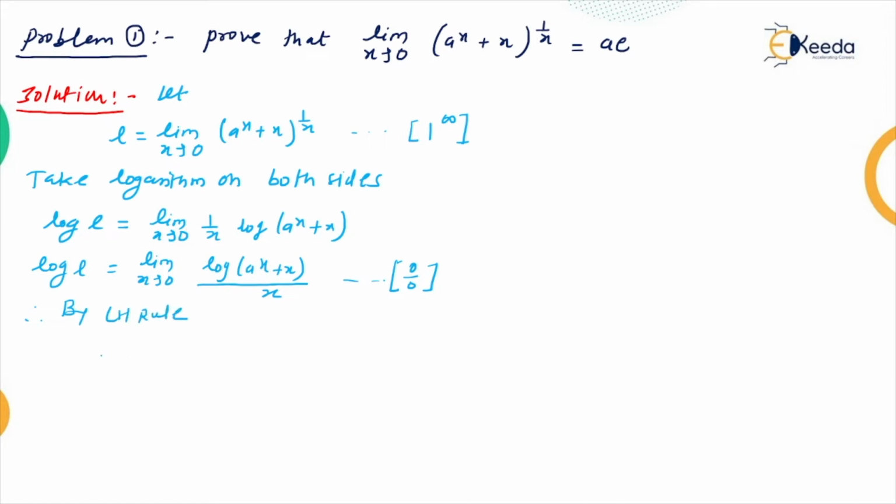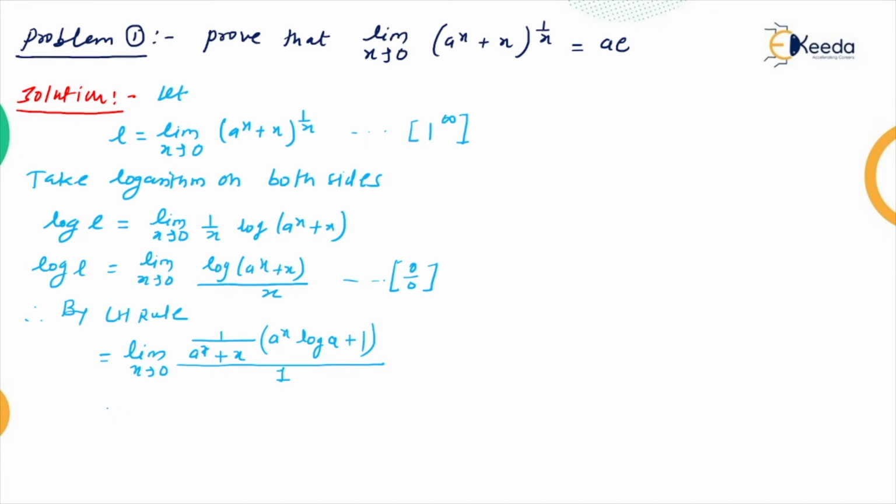The next step becomes limit as x tends to 0, take the derivative of log of (a raised to x plus x), and the derivative of a raised to x is a raised to x log a, plus derivative of x, which is 1. This is L'Hospital rule. We take the derivative of the numerator divided by the derivative of the denominator. The derivative of the denominator is 1, because the derivative of x is 1.